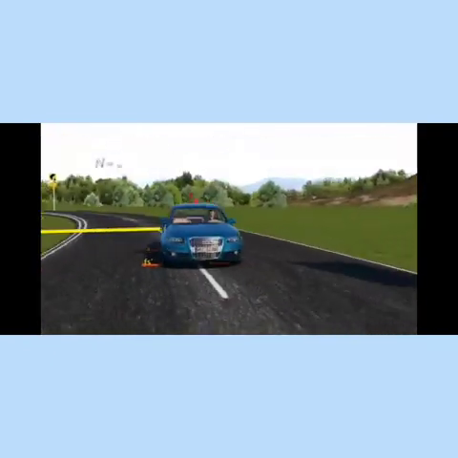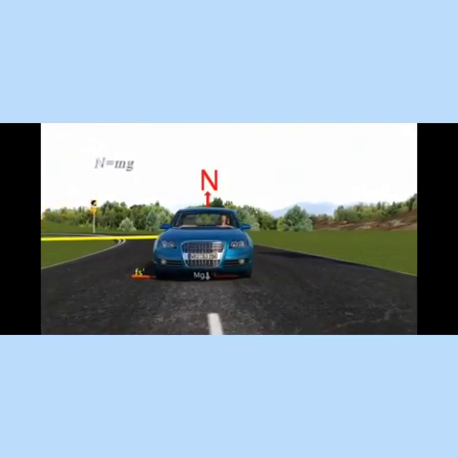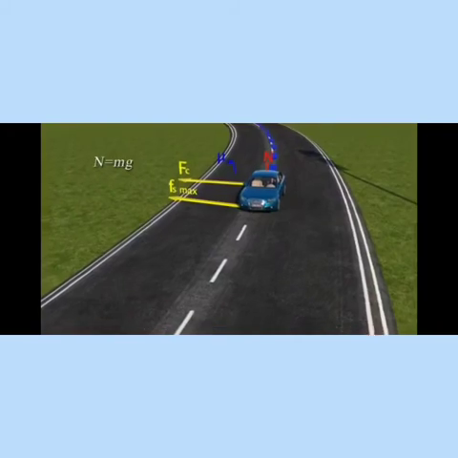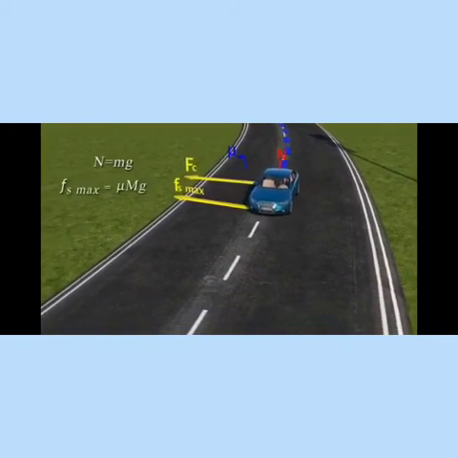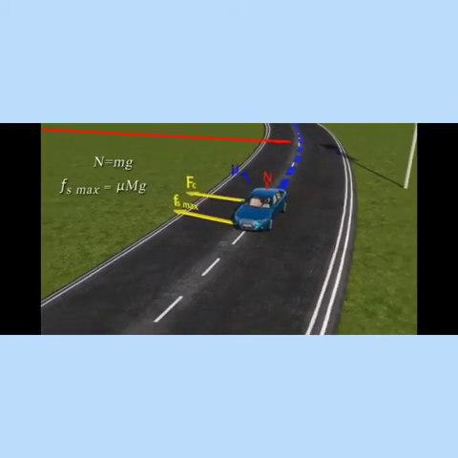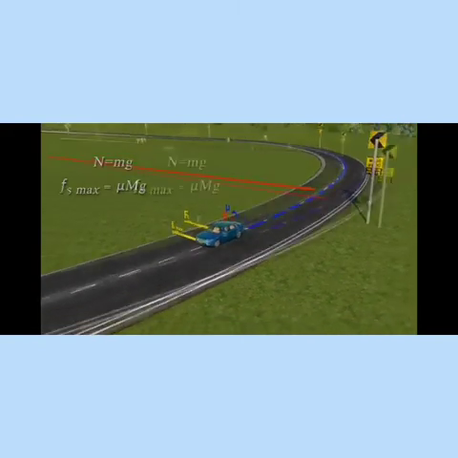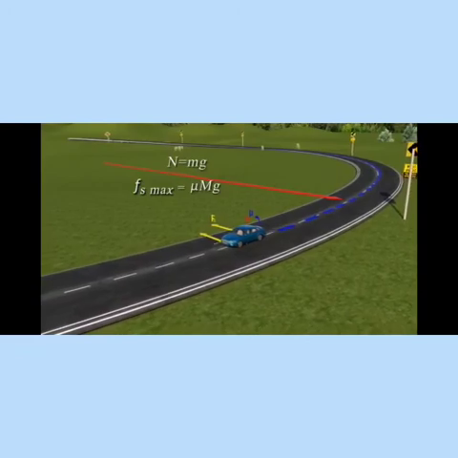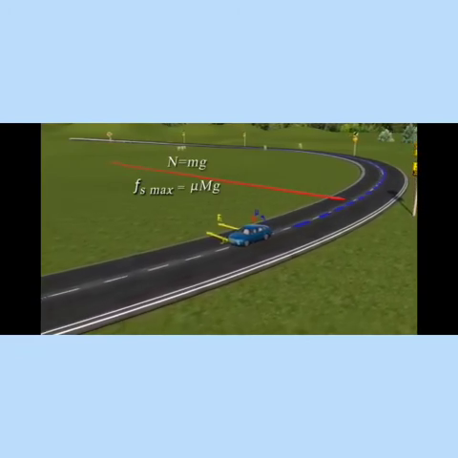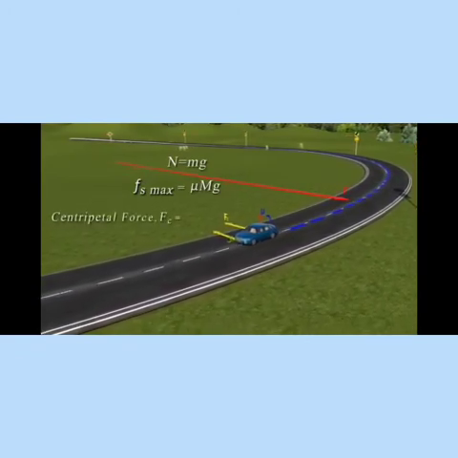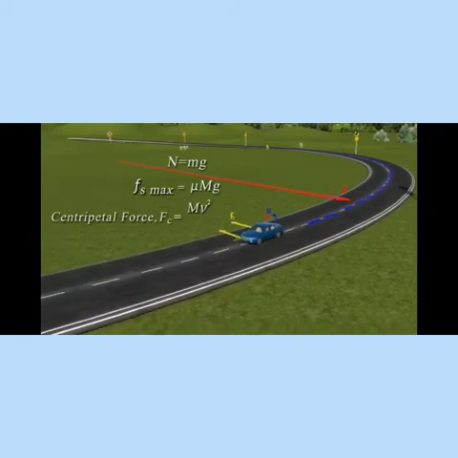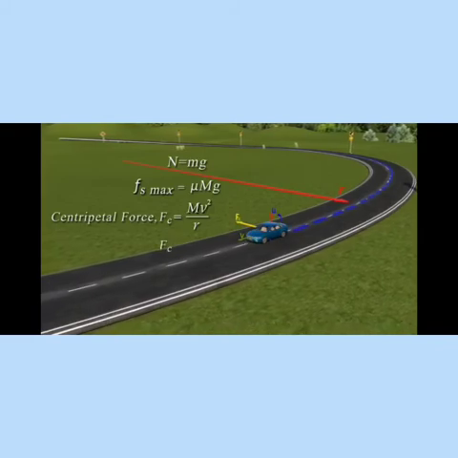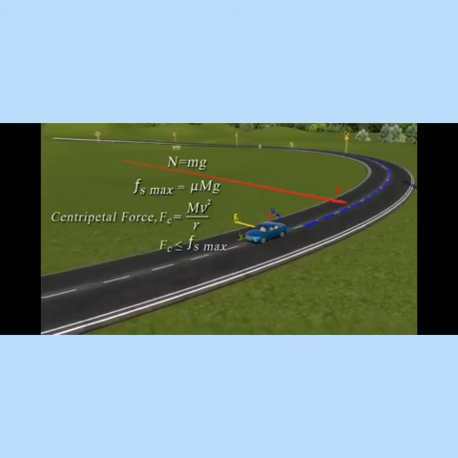The normal reaction between road and the vehicle is in the upward direction, which balances its weight mg in downward direction. So as in video you can see, the required centripetal force is provided by the force of friction, that is mu mg, where mu is the coefficient of friction, m mass of the vehicle, g is acceleration due to gravity, and vehicle is moving with speed v. Therefore centripetal force is given by mv square upon r.